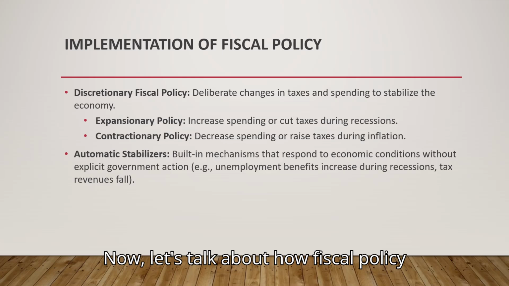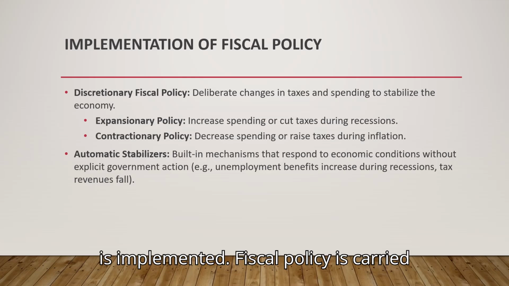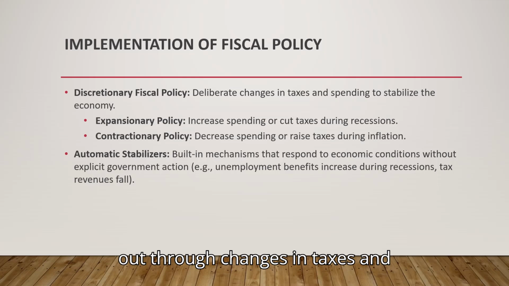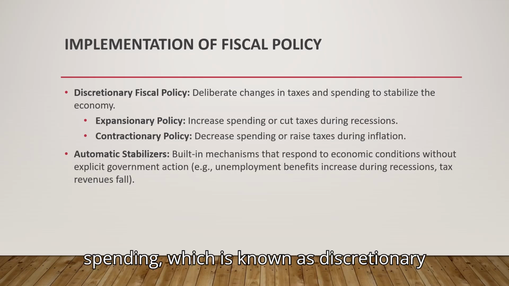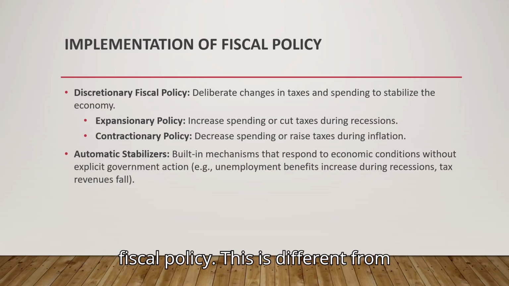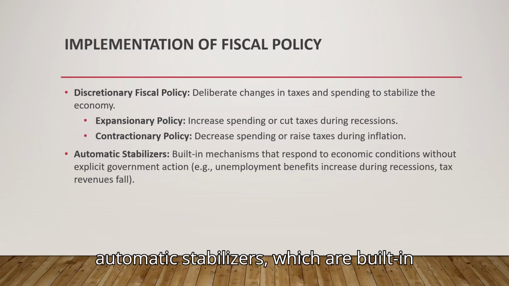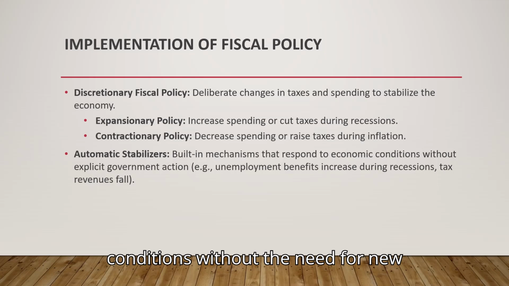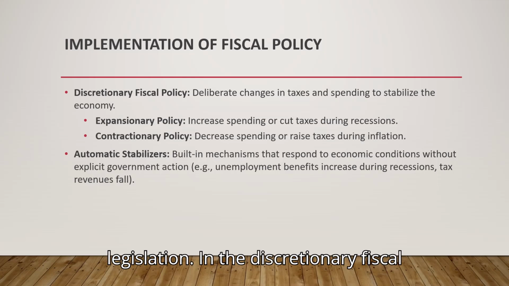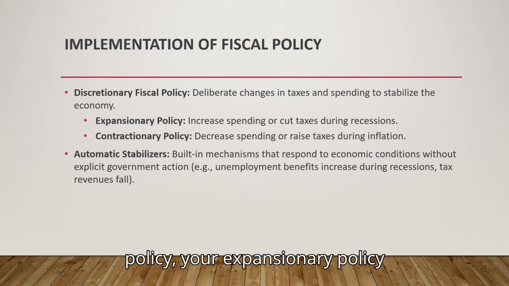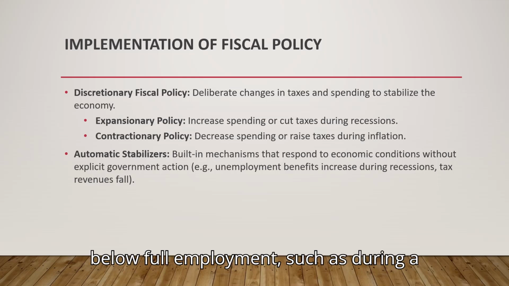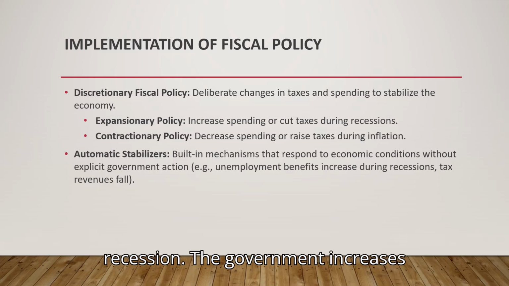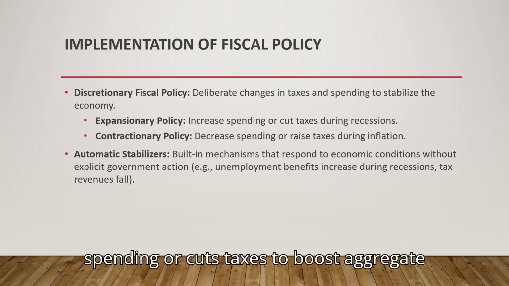Now, let's talk about how fiscal policy is implemented. Fiscal policy is carried out through changes in taxes and spending, which is known as discretionary fiscal policy. This is different from automatic stabilizers, which are built-in mechanisms that respond to economic conditions without the need for new legislation. Discretionary fiscal policy, or expansionary policy, is used when the economy is operating below full employment, such as during a recession. The government increases spending or cuts taxes to boost aggregate demand.